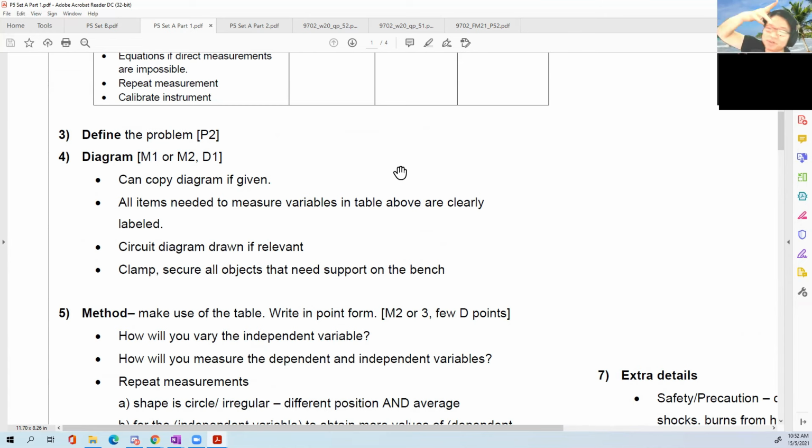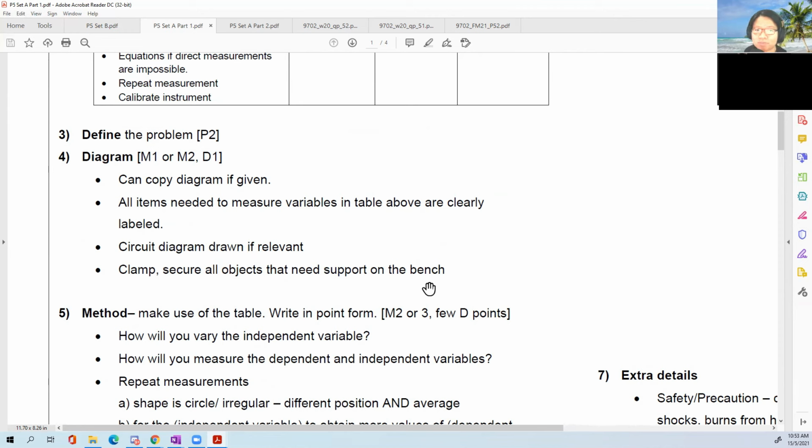Depending on the mark scheme, every year is different. So if you get a diagram to copy, you copy. Sometimes they don't give a diagram, which is a sadness, okay? Then all items needed to measure the variables are clearly labeled and positioned at the right place. Draw a circuit diagram if you are doing a circuit experiment, like the first example we did today.